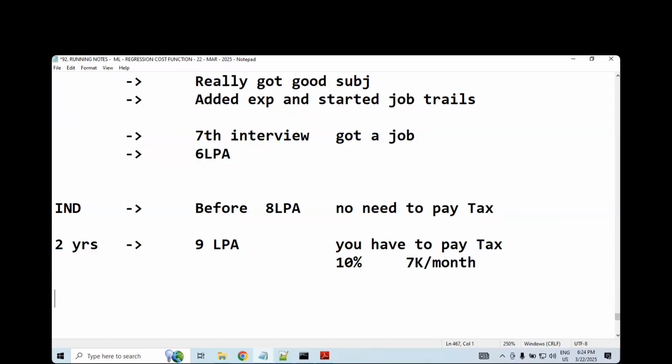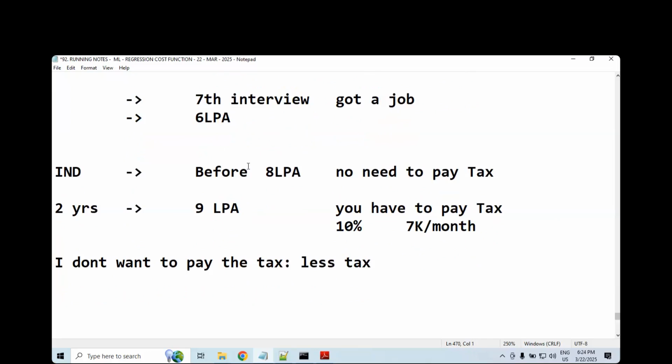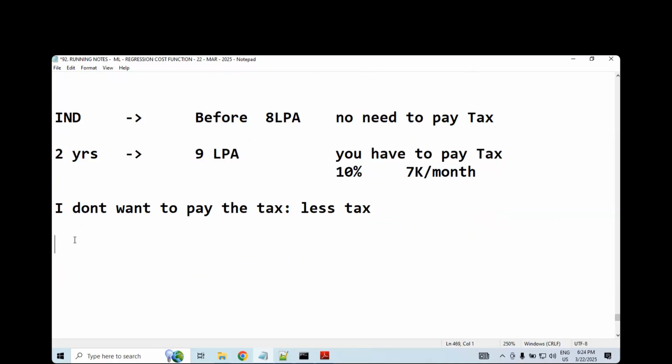Sir, here is the story. I don't want to pay tax. I mean to say that I just wanted to show a tax deduction, to show less tax in my document. If you want to show less tax in your document, then you have to apply for some LIC or any kind of home loan. These are the things you need to apply for.